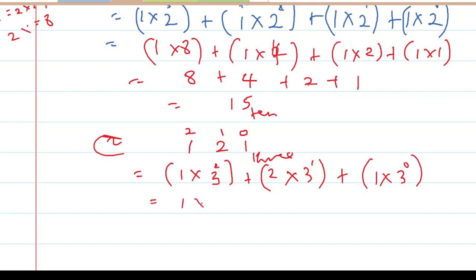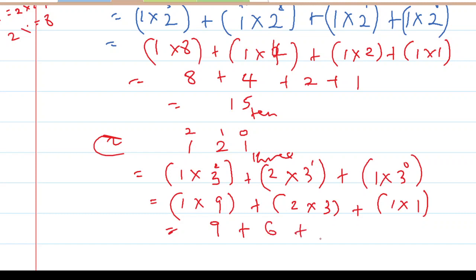So then you have 1 times, don't forget, 3 squared means 3 times 3. So 3 times 3 will give you 9, plus 2 times 3 raised to power 1, which will give you 6. Then 1 times 3 raised to power 0. Don't forget what I said the other time. Any number raised to power 0, with the exception of 0, will give you what? Will give you 1. Even if it is raised to power 0, my friend, it is going to be 1. You can try it out. So then this will be 9. 1 times 9 is 9. 6 plus 1.